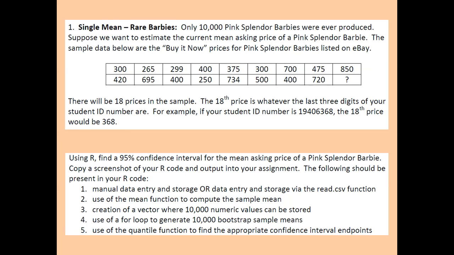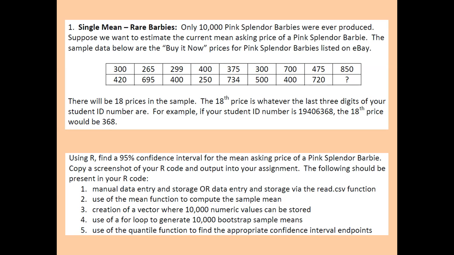But the data entry is a little bit odd because there are those two components that involve your student ID, one in the single mean, one in the single proportion. That's there so that the assignment would be unique for everybody. And in theory, that way, if you wanted to do the extra credit assignment, you have to do your own. For the single mean, it's the last 3 digits of your student ID that would be that last price of a Pink Splendor Barbie. So for that fake example student ID, the last 3 digits are 3, 6, and 8. So that 18th price is $368.